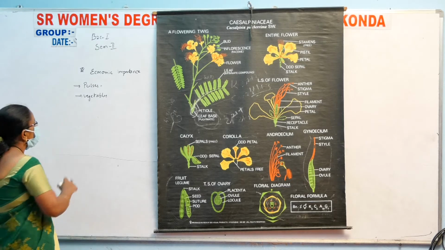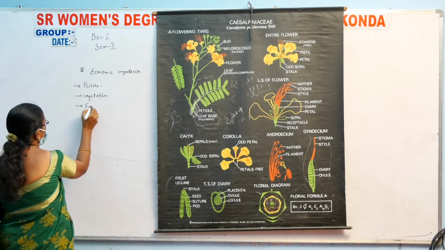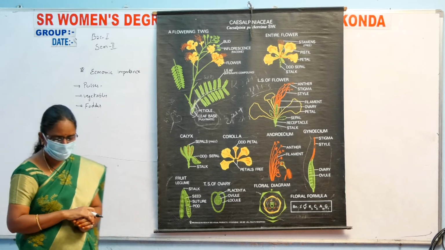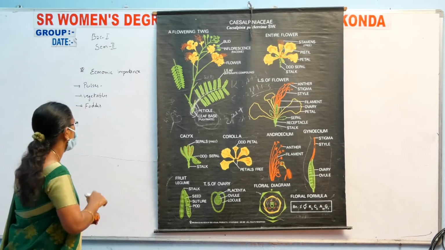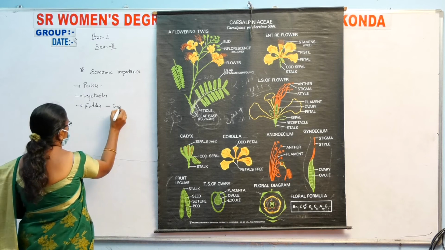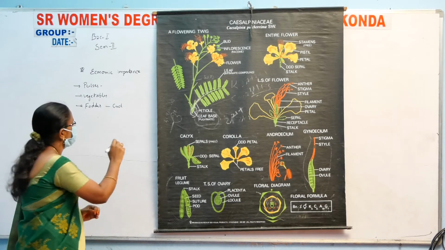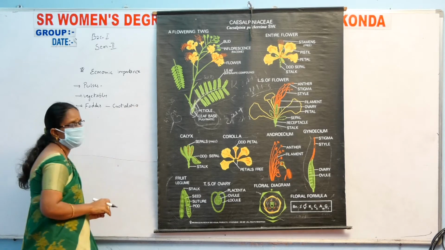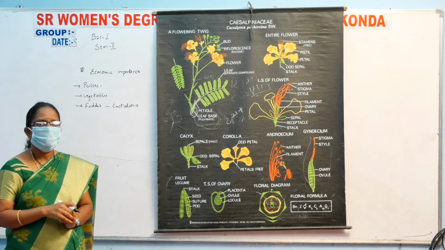And the fodder. Some plants are used as a fodder. For example, Crotalaria juncea, janumu, used as a fodder.